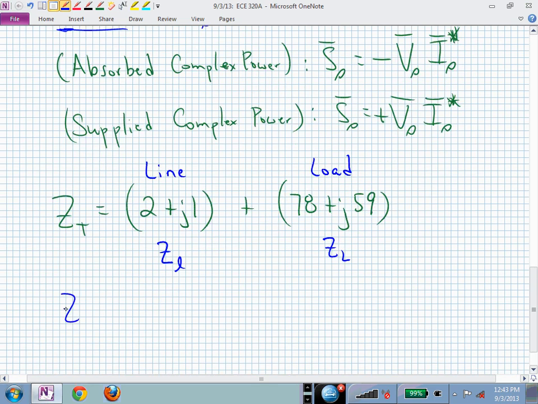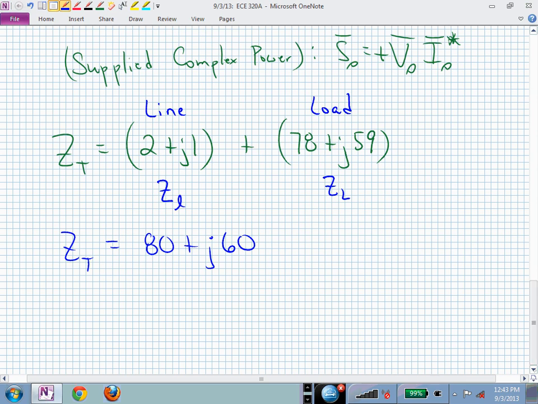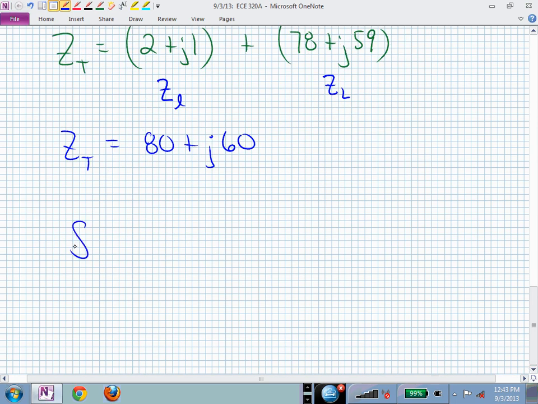This now allows me to compute the total impedance as 80 plus J60. And if I now want to compute the current, then that's going to be the supplied voltage divided by the total impedance.